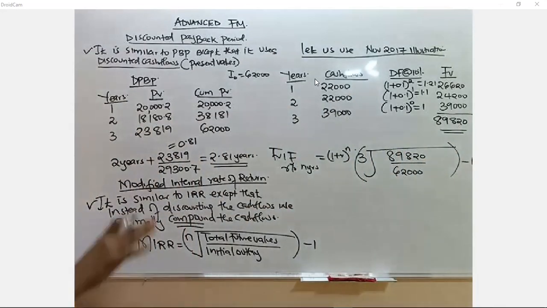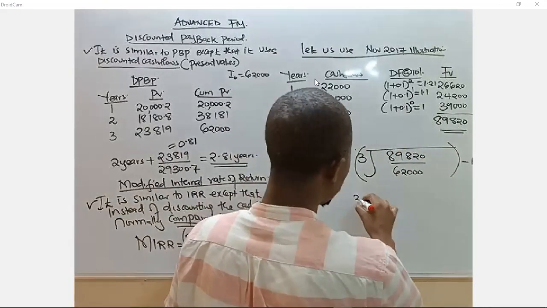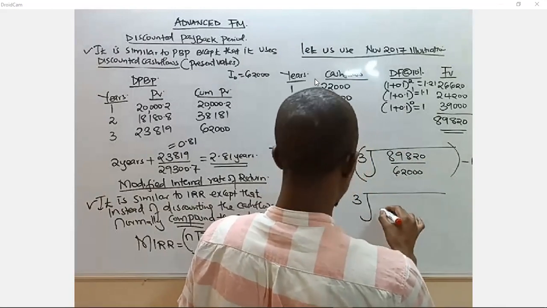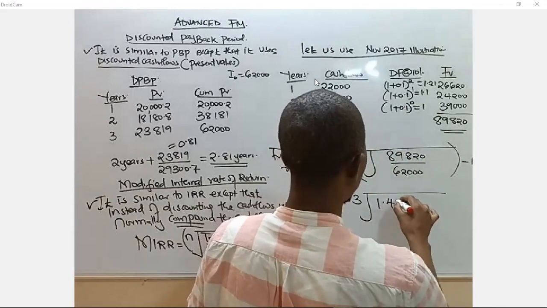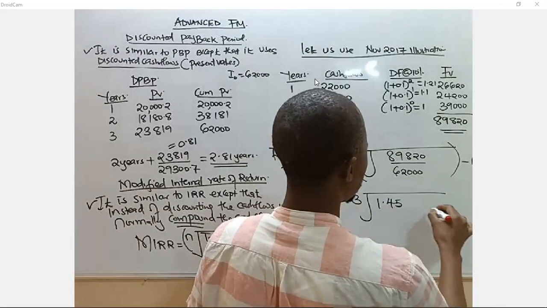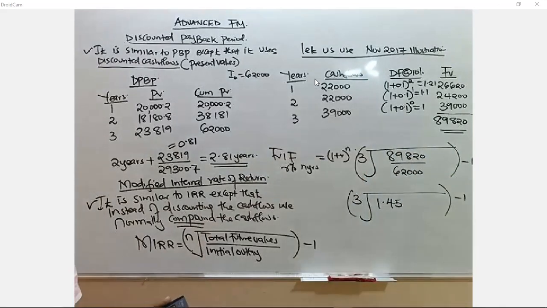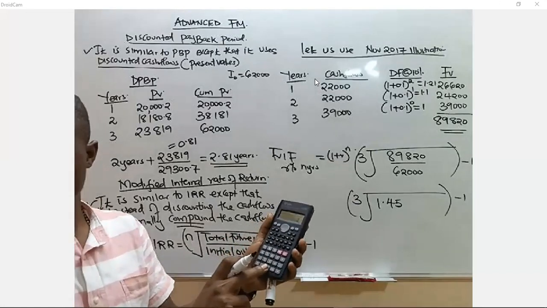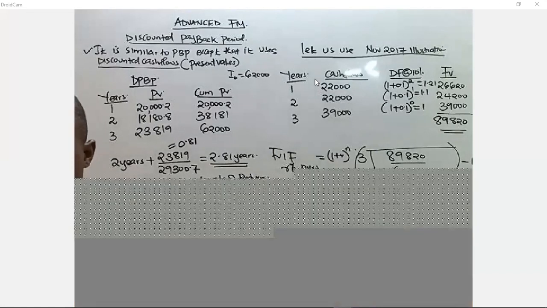So let's start by doing what is under the root. We are getting 89,820 divided by 62,000, then it will be the cube root of 1.45. After we get this, we subtract 1. So how do we normally do this cube root? You write your 3 on your calculator.